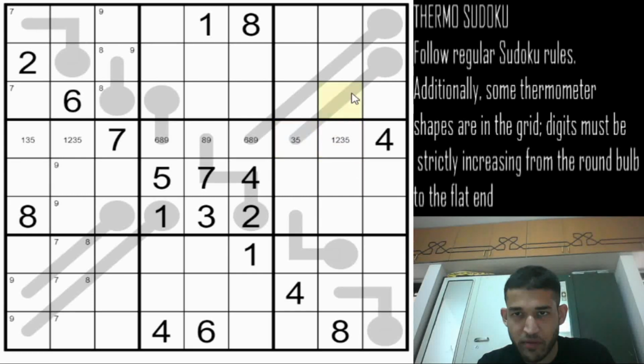So now this thermometer can be filled, because we have marked 3, 5 here. These digits can only be 2, 3, 4. They can't be anything else. And this can only be 1, 2 and 3. And 2 is in row 2 already, so we can remove the 2. Eight can be removed, because 8 is in column 6.